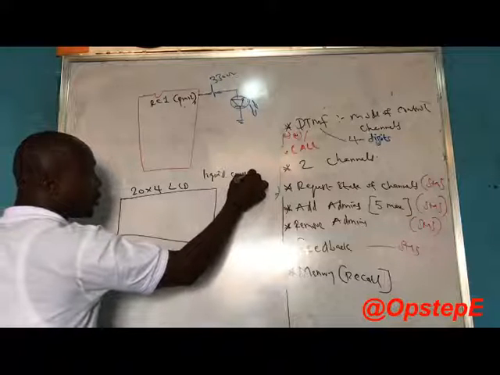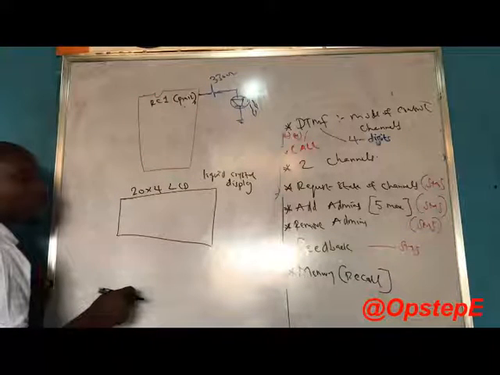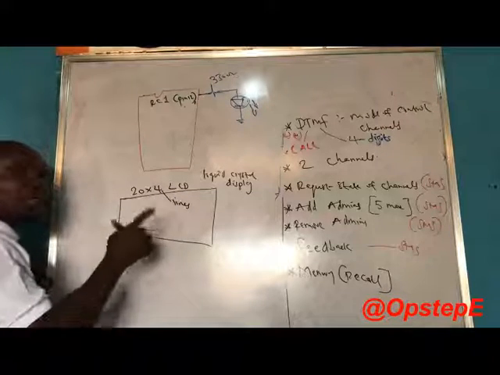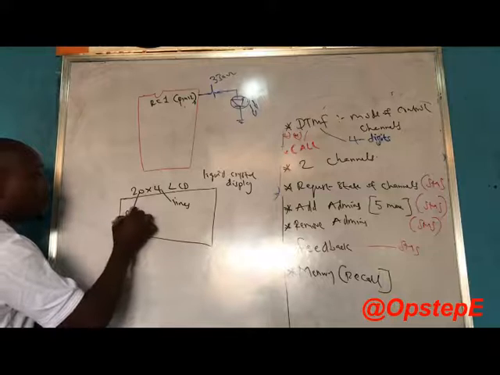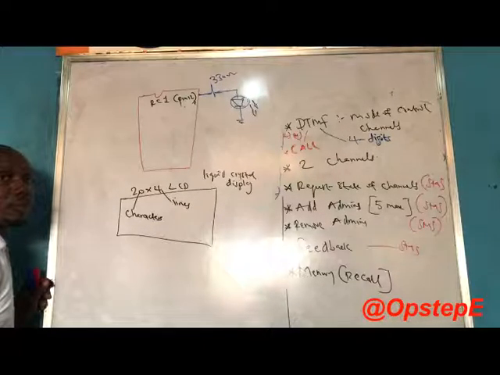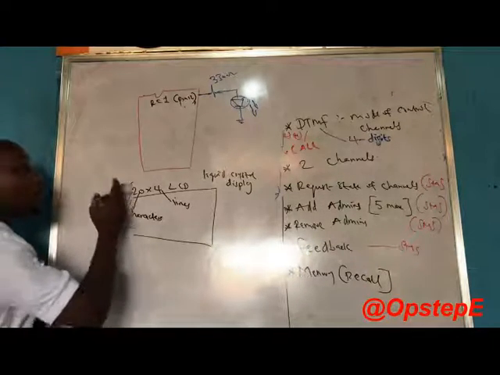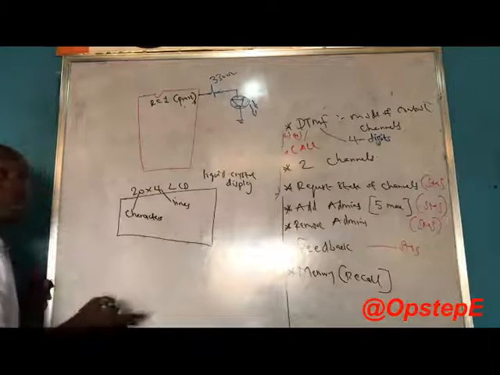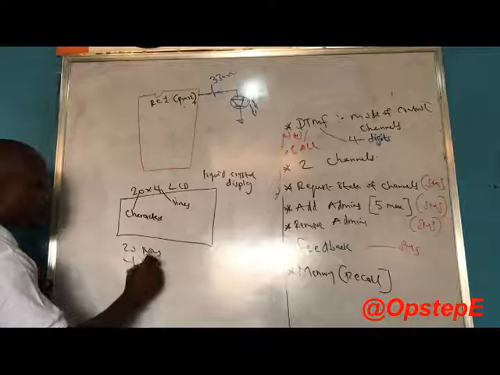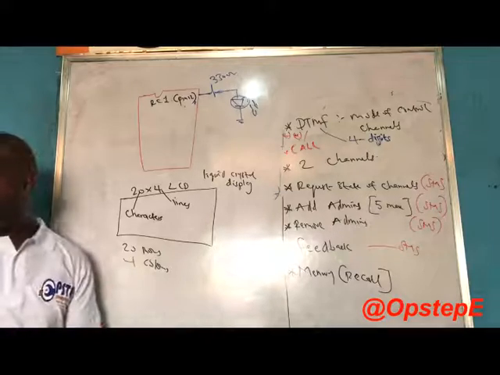Liquid crystal display. When I say 20 by 4, I mean it has four lines, and each of the lines can accommodate 20 characters. So that would be 20 columns, four rows. Does it make sense? Can I continue?